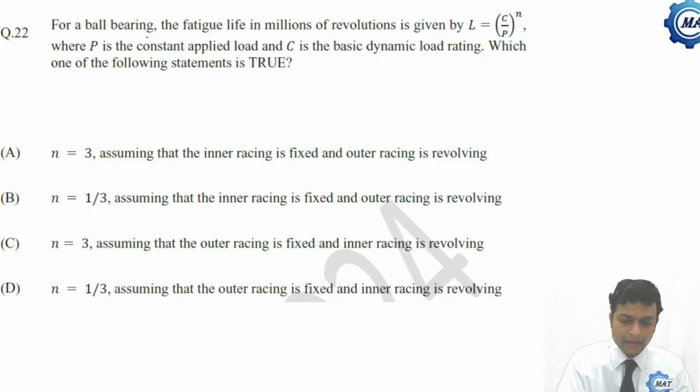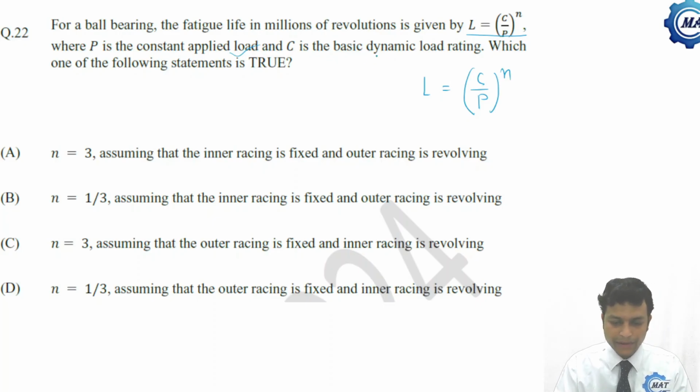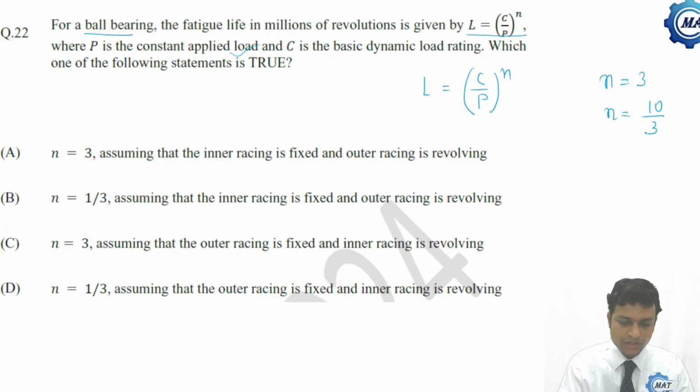For a ball bearing, the fatigue life in million revolutions is given by L = (C/P)^N, where P is the constant applied load and C is the dynamic load carrying capacity or dynamic load rating. Which one of the following statements is true? N is 3 for a ball bearing and N is 10/3 for a roller bearing. So it is a ball bearing, so N must be 3, that is correct.